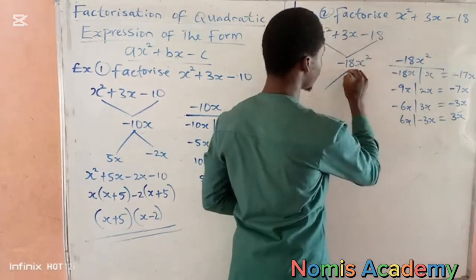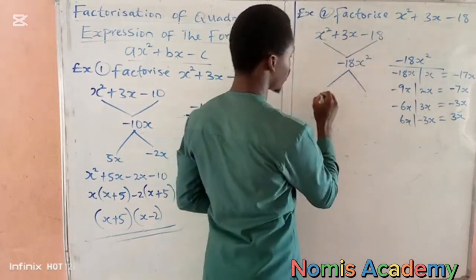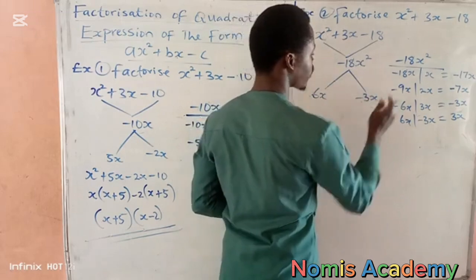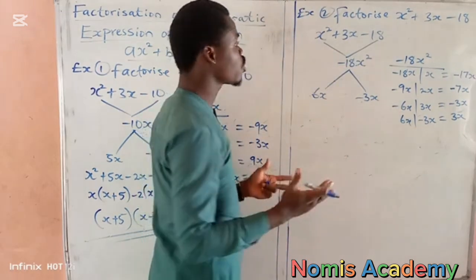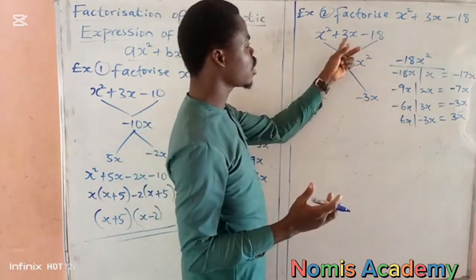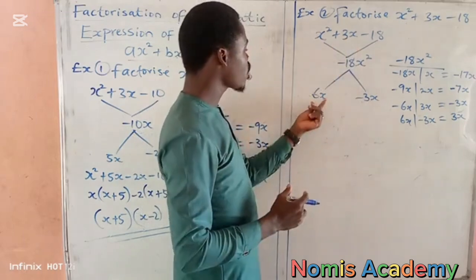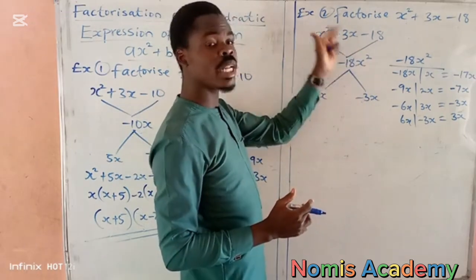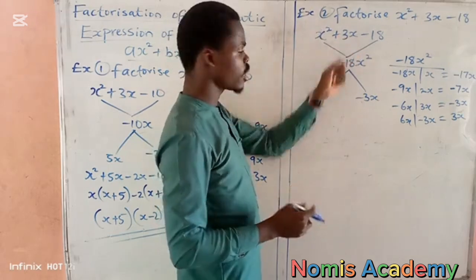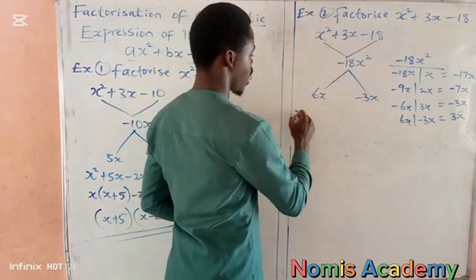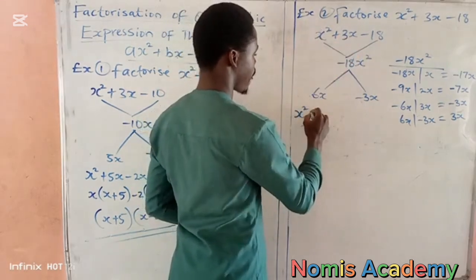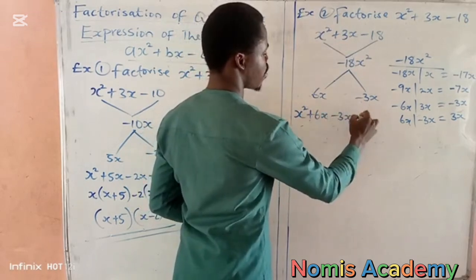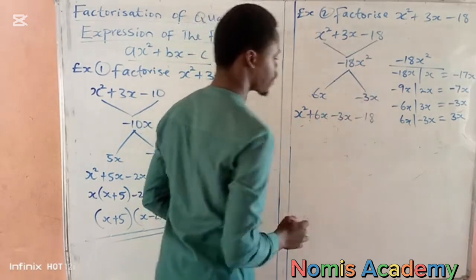So I'm going to write 6x and minus 3x as the required factors that will sum up to 3x. Now, I'm going to write 6x and minus 3x in the middle term in place of 3x. So let's do that. x squared plus 6x minus 3x minus 18.